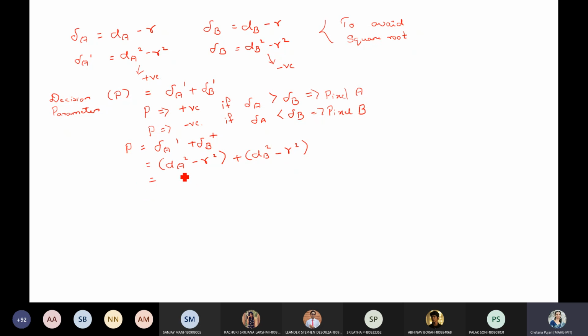Now represent your dA in terms of x and y. So that will be (xk plus 1) whole square plus yk square minus r square. Similarly, your dB will be (xk plus 1) whole square plus (yk minus 1) whole square minus r square.